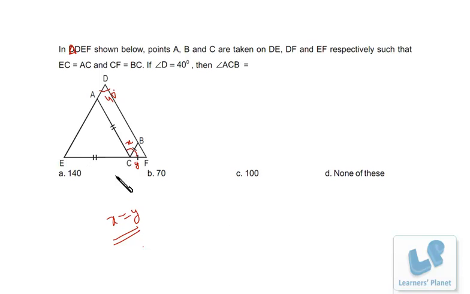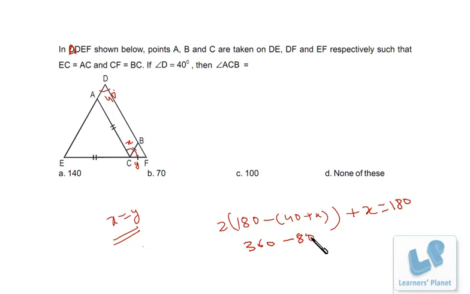Now this is 40, this is X. That means this angle must be 180 minus 40 plus X, right? That means this angle should also be same because this line and this line are also of the same length. That means 2 times this angle plus this angle, that is Y, or we can say Y is equal to X, that's 180, the sum of the 3 angles of the triangle, right? So it's 2 into 180, that is 360 minus 80 minus 2x plus x is 180. So x is equal to 360 minus 260, that means 100, right? So this angle must be 100 degree. Okay, I hope you are clear.